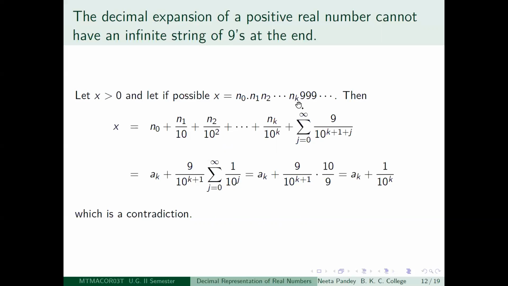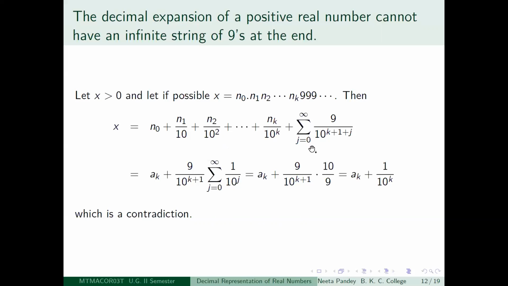So what does this number mean actually? By our construction, it is actually n0 plus n1 by 10 plus n2 by 10 squared plus etc. plus nk by 10 to the power k plus n(k+1), so that becomes 9.